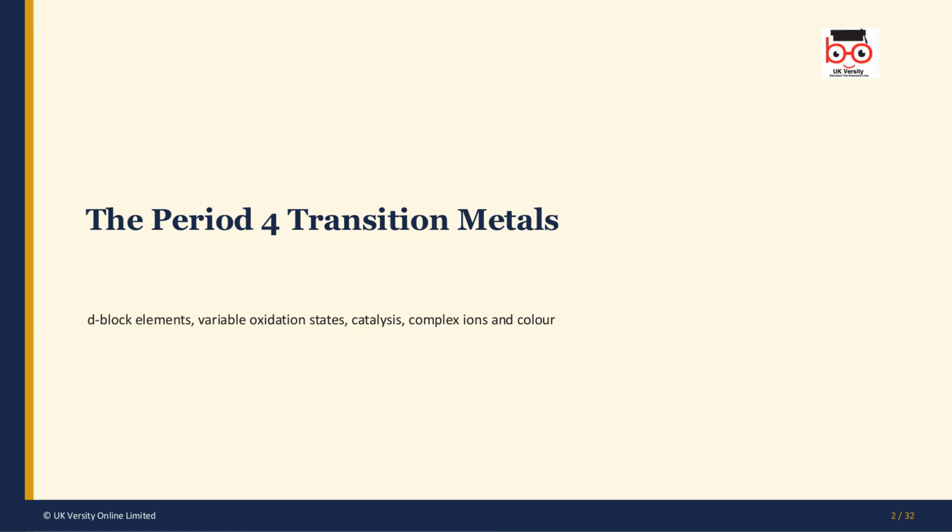In this final outcome, we explore the period 4 transition metals, the first row of the d block. We'll look at their electron arrangements, their variable oxidation states, how they act as catalysts, and how complex ions give rise to their famous colors.